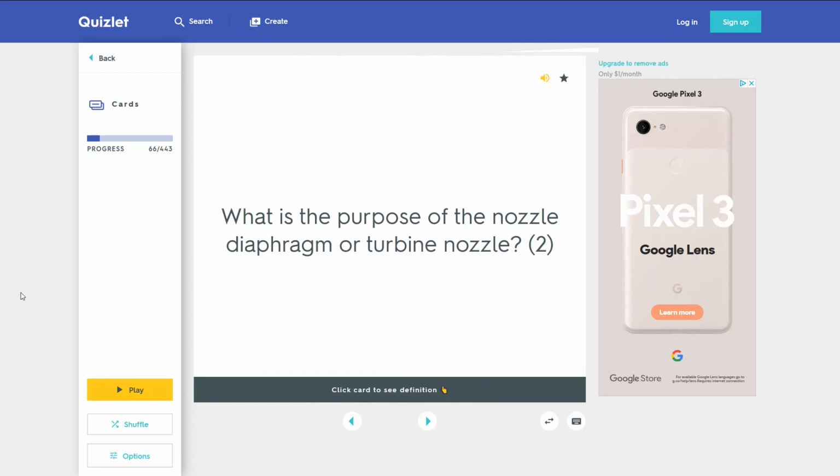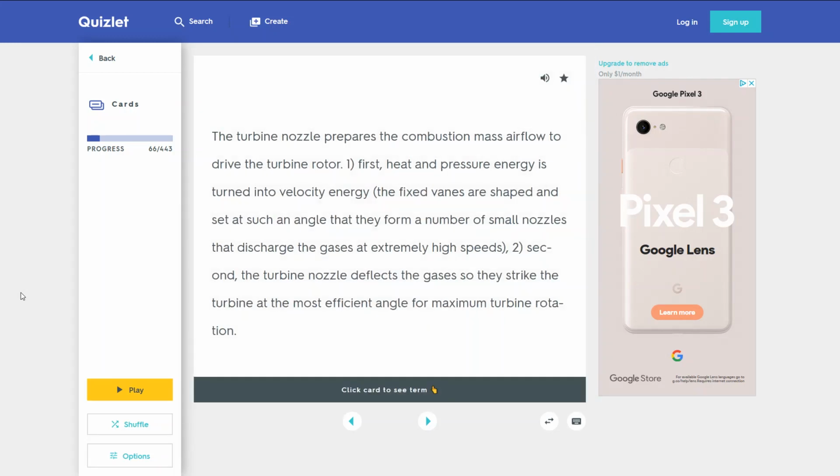What is the purpose of the nozzle diaphragm or turbine nozzle? The turbine nozzle prepares the combustion mass airflow to drive the turbine rotor. 1. First, heat and pressure energy is turned into velocity energy. 2. Second, the turbine nozzle deflects the gases so they strike the turbine at the most efficient angle for maximum turbine rotation.